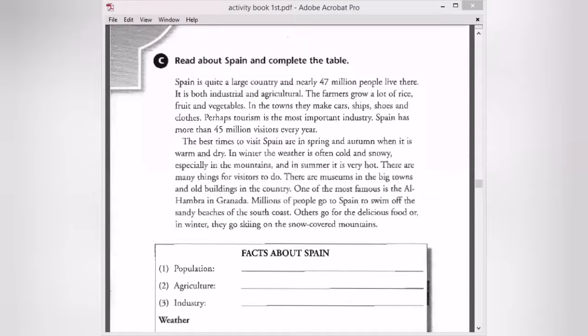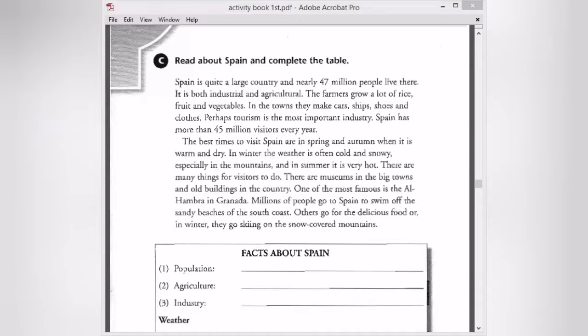Spain is quite a large country and nearly 47 million people live there. It is both industrial and agricultural. The farmers grow a lot of rice and fruit and vegetables. In the towns, they make cars, ships, shoes, and clothes. Perhaps tourism is the most important industry. Spain has more than 45 million visitors every year.